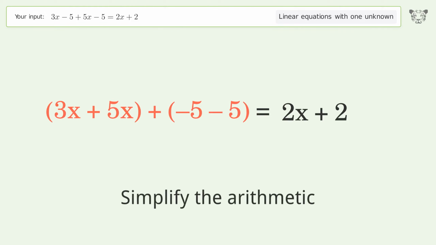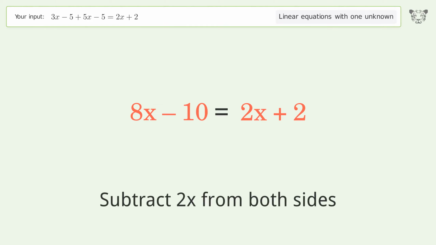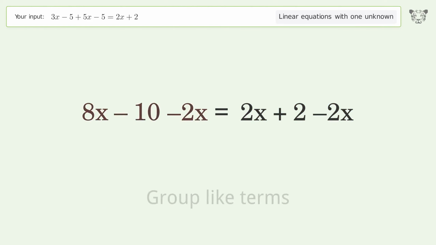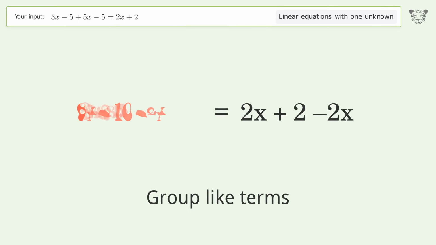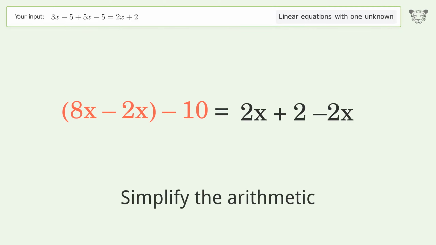Simplify the arithmetic. Group all x terms on the left side of the equation. Subtract 2x from both sides. Group like terms. Simplify the arithmetic.